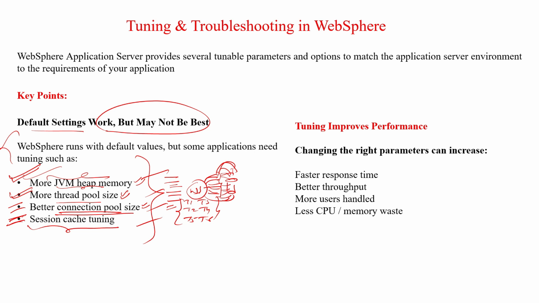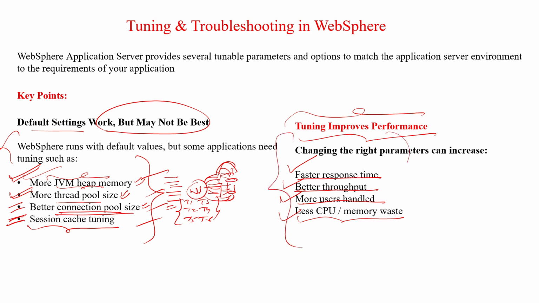So what is the overall objective of tuning our performance? It is faster response time, better throughput, more users handled, and less CPU and memory waste. That means whatever hardware configuration you have, you should use it optimally. You should be able to cater to more users and get better throughput, that means the number of requests processed per second, so that you get good throughput and a fast response from your application. This is the overall goal of the performance tuning, or the troubleshooting as well, for your application server, and we are going to cover everything in this series in detail.